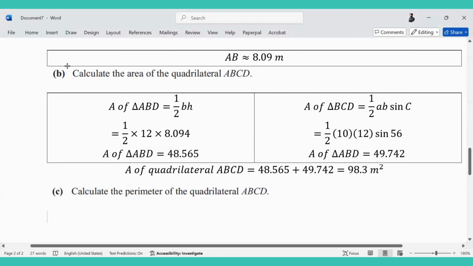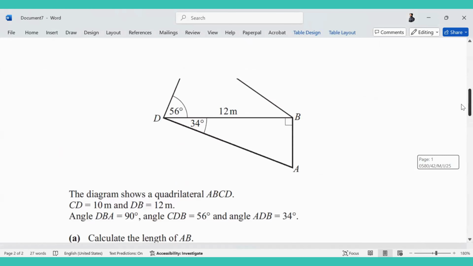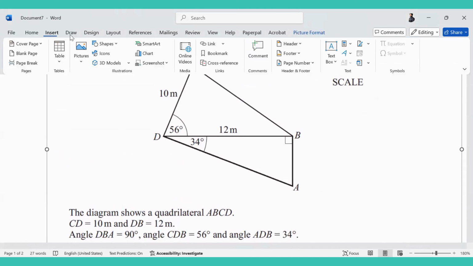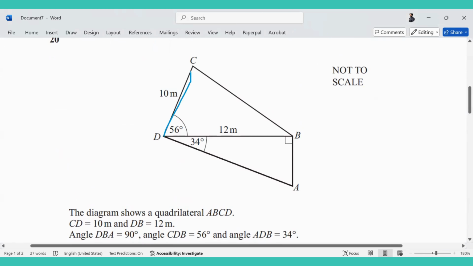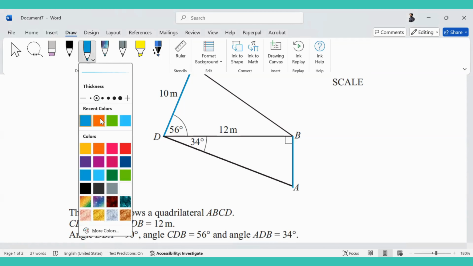Part C wanted us to calculate the perimeter of quadrilateral ABCD. Perimeter is total length of the boundaries. What lengths do I know and what do I not know? So I do know this length, which is 10. I do know the length of AB. And there are two more boundaries to this quadrilateral, which I currently don't know.